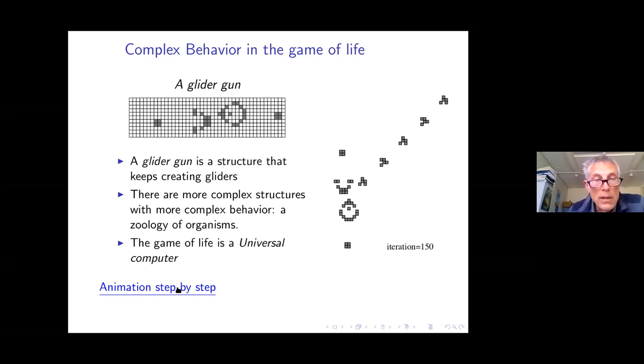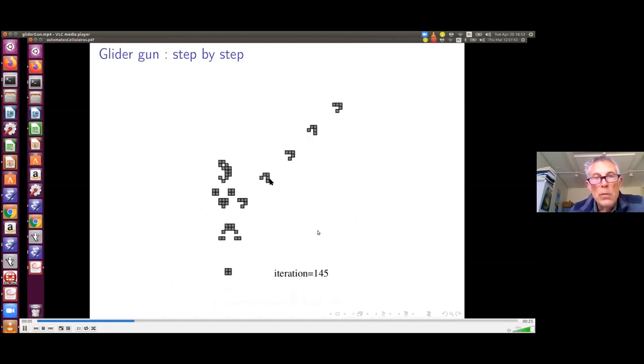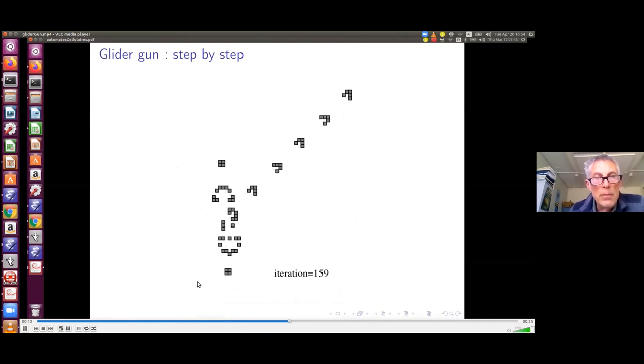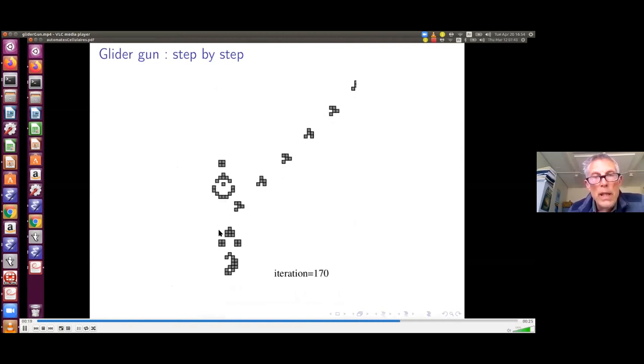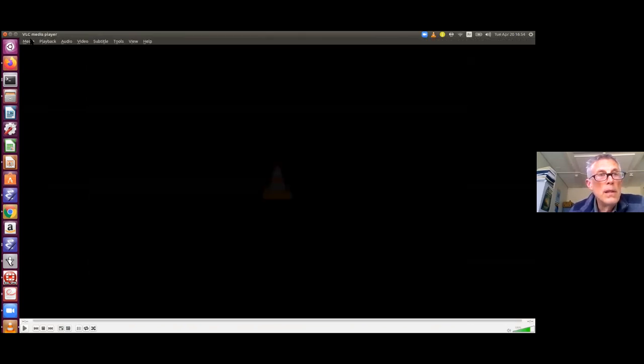So let's just illustrate this. Here you see how these gliders move. Basically, they will go to infinity. And you see how this object, which also evolves with the same very simple rule of the game of life, moves in a maybe hard to capture way, but anyway, it keeps producing new gliders. So you see that they keep going away.